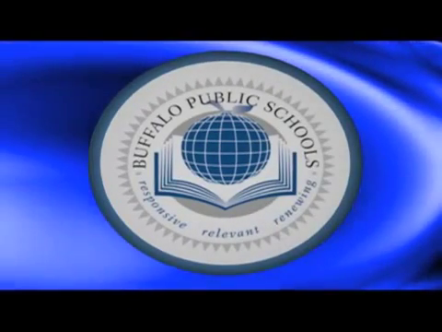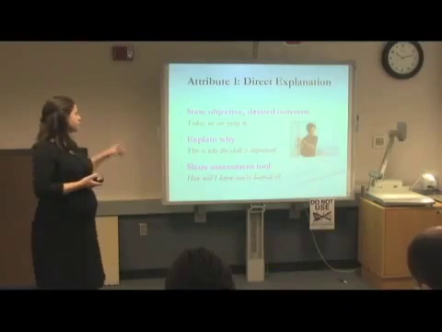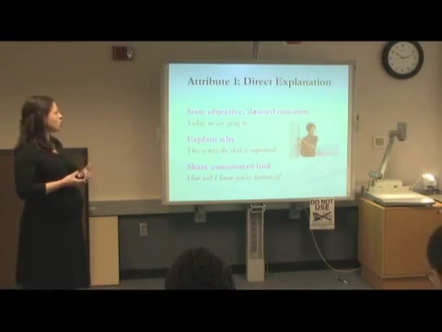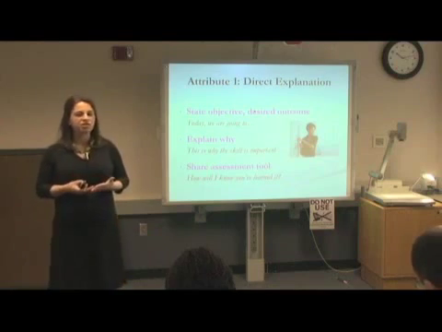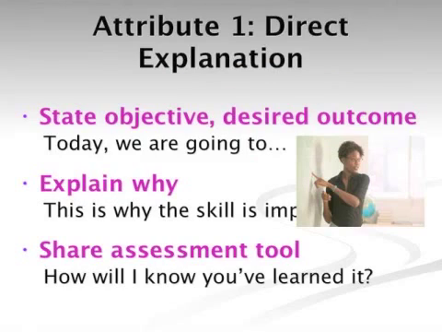The first attribute is direct explanation. In direct explanation, the teacher always states his or her objective and the desired outcome for the objective. You want to make the objectives as measurable as possible so that you can find out at the end whether the students have actually met your objective for the day. All right? So we often start out by saying, today we are going to.